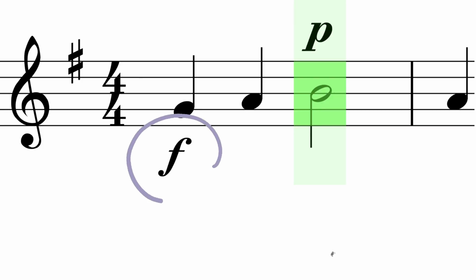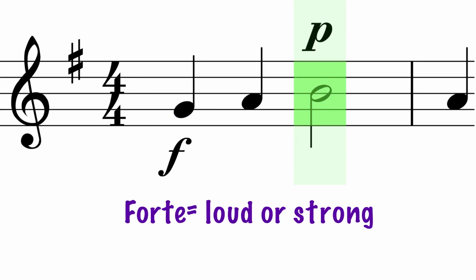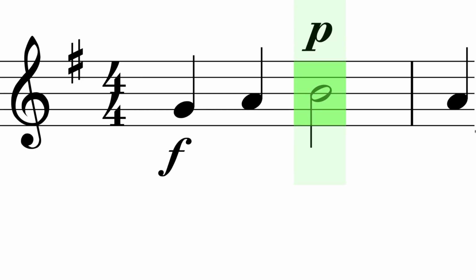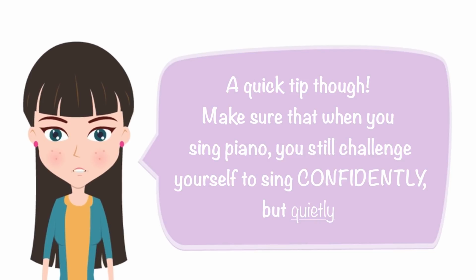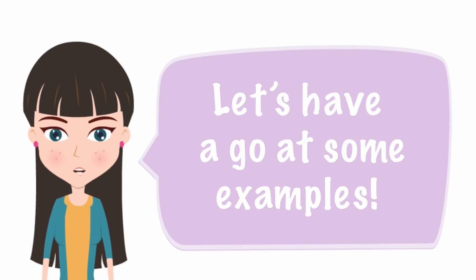F is short for forte, which is the Italian word for loud or strong. P is short for piano, which is the Italian word for quiet or soft. A quick tip though, make sure that when you sing piano, you still challenge yourself to sing confidently but quietly. Let's have a go at some examples.